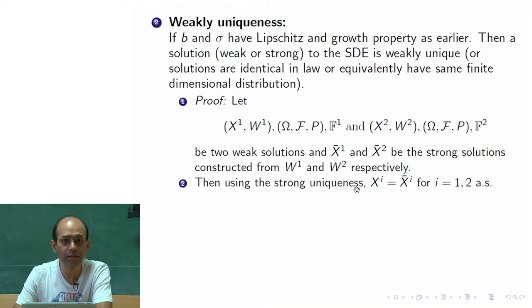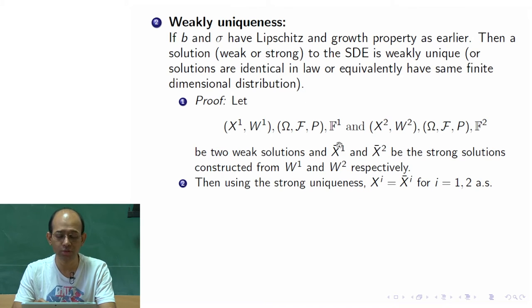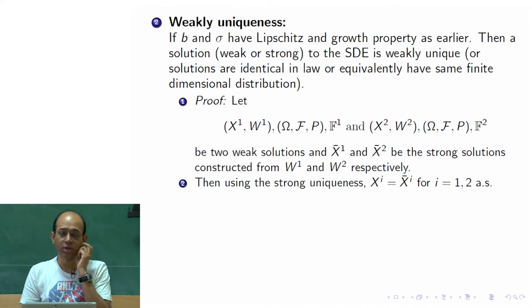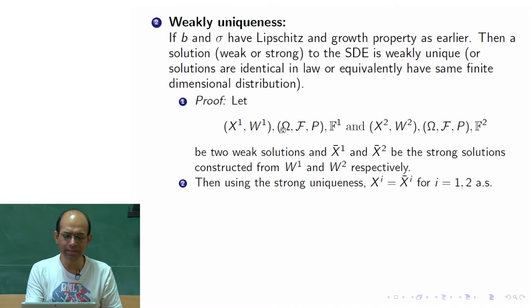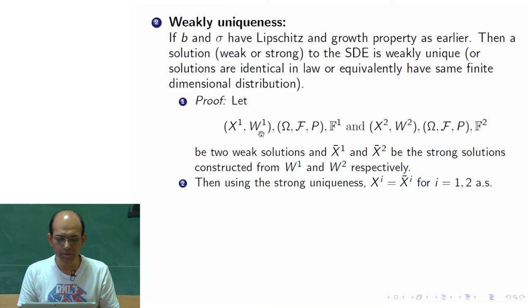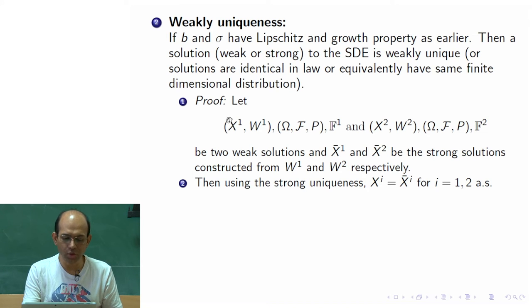Then, using strong uniqueness, how can I assure the existence of a strong solution? Because b and sigma satisfy the sufficient condition for the existence of a strong solution, which we have already seen earlier. So x1 bar and x2 bar we have obtained, and now strong uniqueness we have seen also. So x_i is the same as x_i bar, that means x1 is the same as x1 bar, x2 is the same as x2 bar, with probability 1. So almost surely they are equal. This justifies the comment I made that this can be viewed as a strong solution of the equation under this particular choice of filtered probability space and Brownian motion.